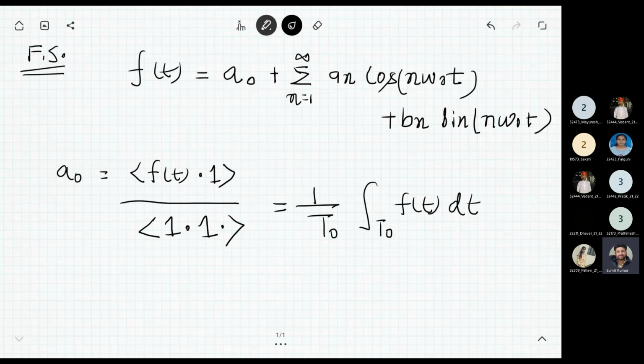Okay, so a naught is this quantity, and since f(t) is a periodic signal with period T naught, whatever average you determine over one period is going to be the average of the signal, isn't it? Is that clear? Yes, sir. Okay, very good. So this is the average value over one period.